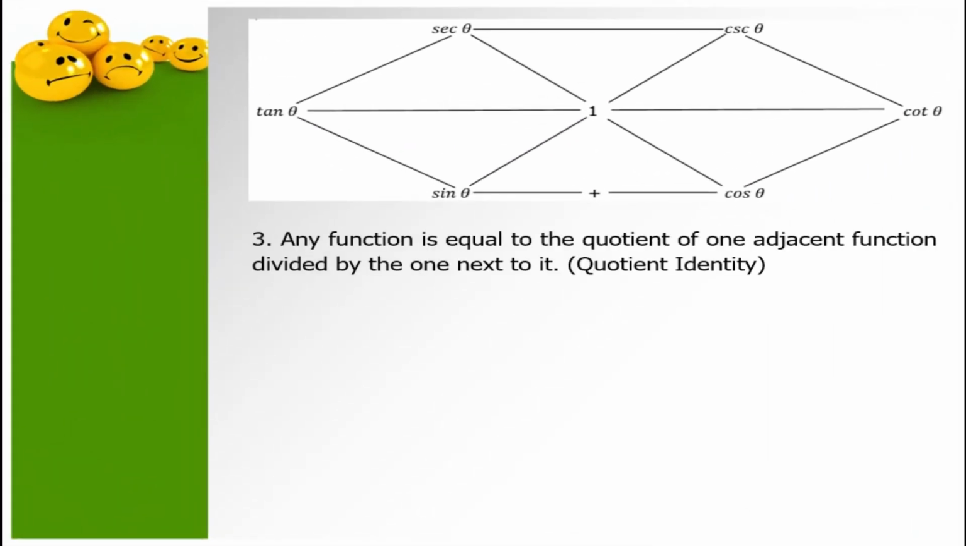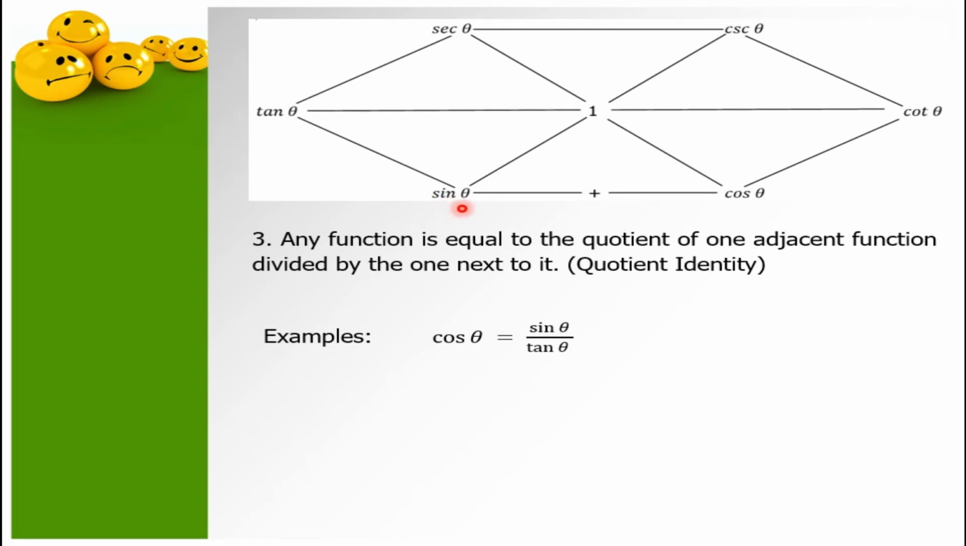Okay, number 3. Any function is equal to the quotient of one adjacent function divided by the one next to it, or the quotient identity. So ano po ba ibig sabihin ng statement number 3? For example, cosine theta, ito po yun. So, what is the adjacent function sa left side ng cosine theta? Okay, the adjacent function sa left side ng cosine theta is sine theta.